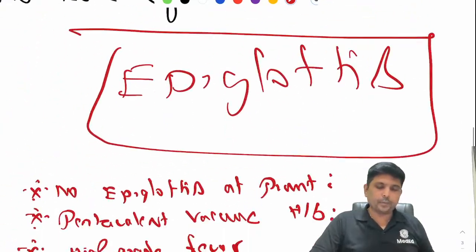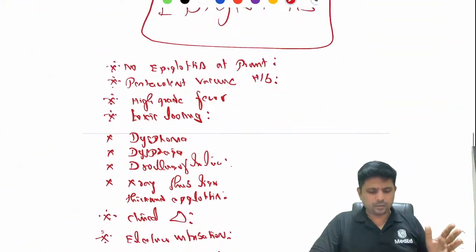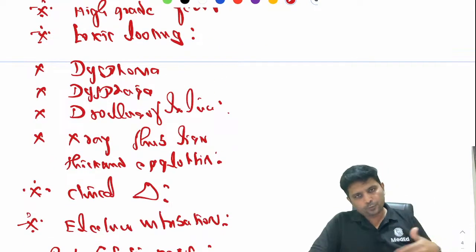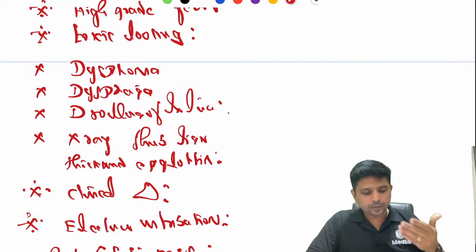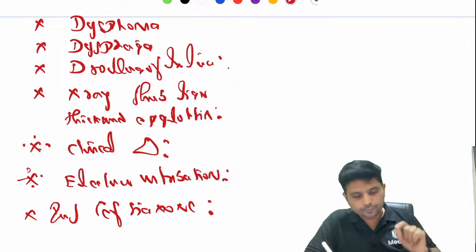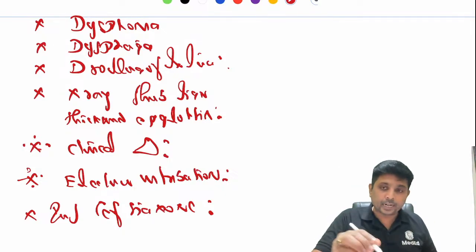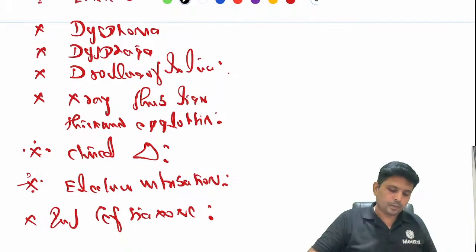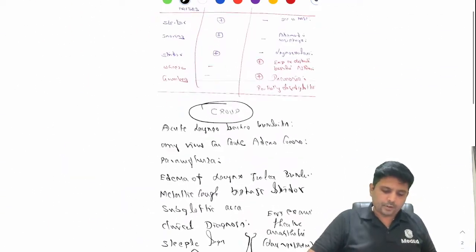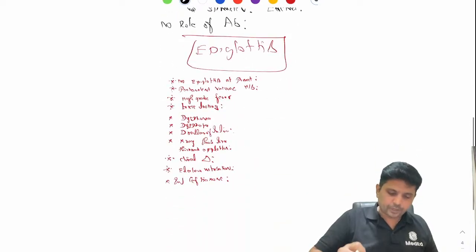This is about epiglottitis. That's all. Any child who comes with dysphagia, dysphonia, drooling of saliva, always think in terms of epiglottitis, and you need to give ceftriaxone along with elective intubation. Okay, so we have finished respiratory noises, we have finished croup, we have finished epiglottitis.